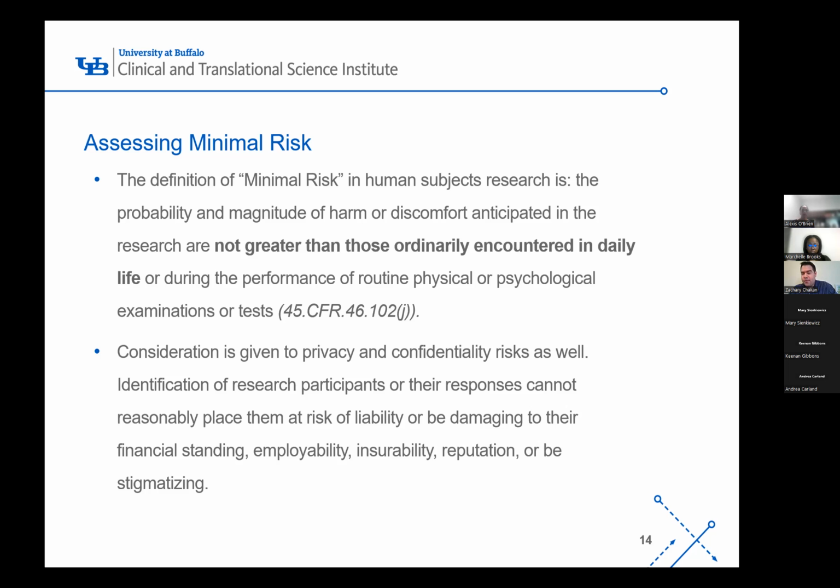A good example of that is that you might think that you're completing a survey and all that you're doing is just asking a whole bunch of questions. But if you're asking someone about potential illegal drug use, and they answer yes to that, and there are not proper confidentiality measures in your study, that could elevate your risk level to be greater than minimal risk.